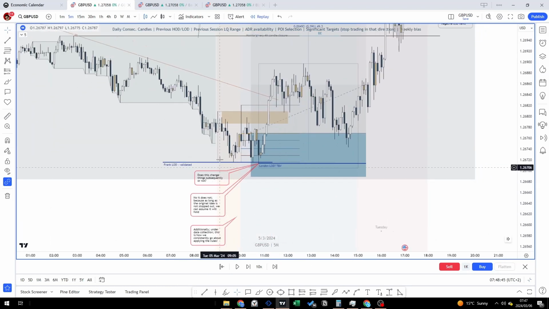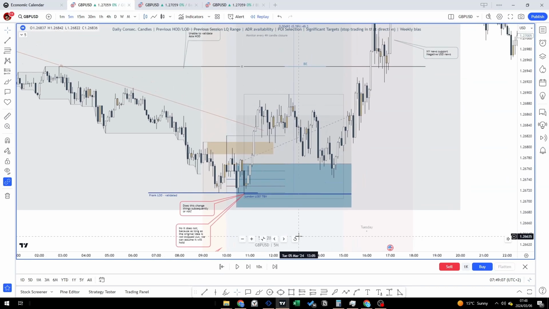What you can then see is that the Frankfurt range was then wicked by London, and at the same time it changed character, which then validated why the Frankfurt low of the day is likely to hold, and as such I put this entry on, taking into account a spread as well as a slight consideration for the chance that the Frankfurt low of the day may be wicked.